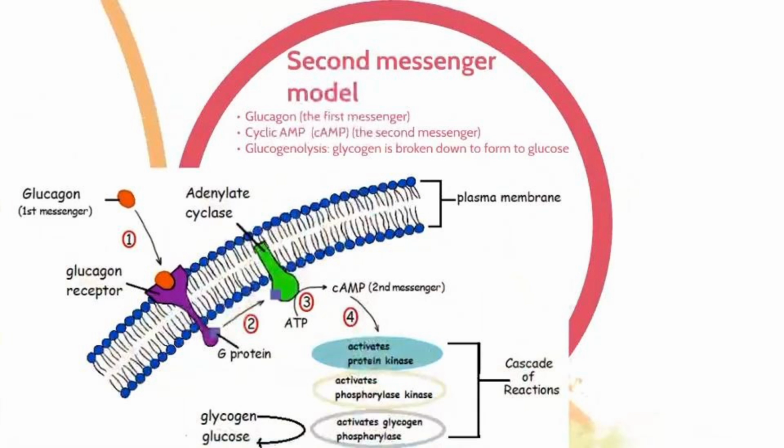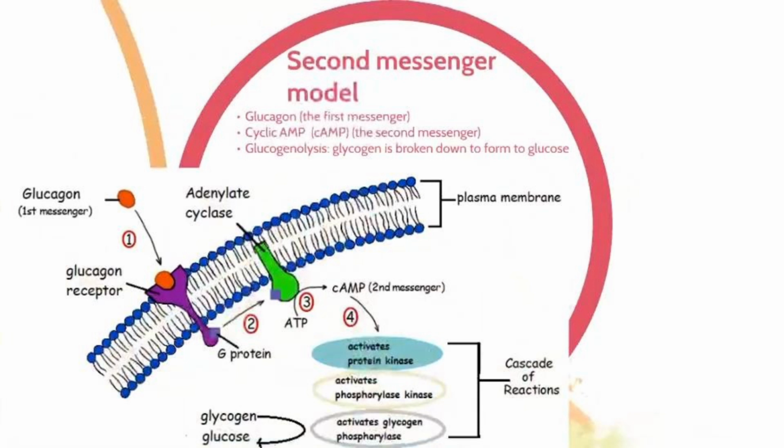Okay, so I know that is very confusing and it will take a while to get it, but don't stress about it. The key things to remember here are: first messenger is glucagon. Glucagon binds to a receptor on the liver cells, and this causes a conformational change. This activates the G protein, which then causes the adenylate cyclase to be activated. ATP is converted to cyclic AMP by the adenylate cyclase, and then we have a series of 3 enzymes.